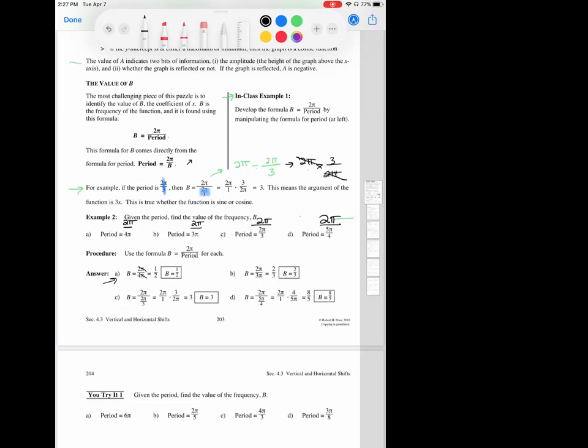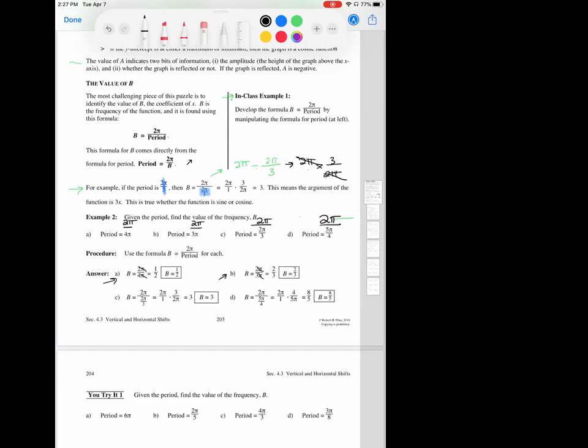For B, I have 3 pi. So I write 2 pi above, 2 pi divided by 3 pi, my pi's divide out. I'm left with 2 over 3. So in my argument, I'm going to have sine of 2 over 3x or cosine of 2 over 3x.